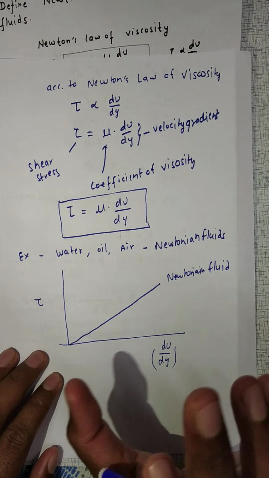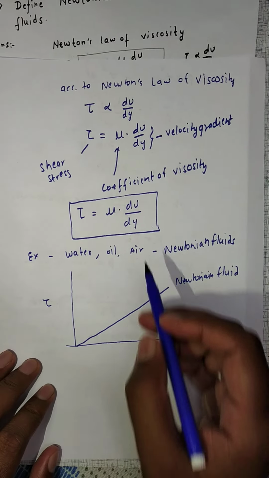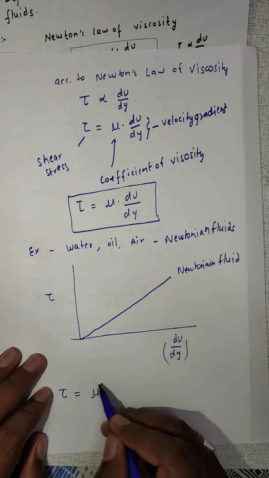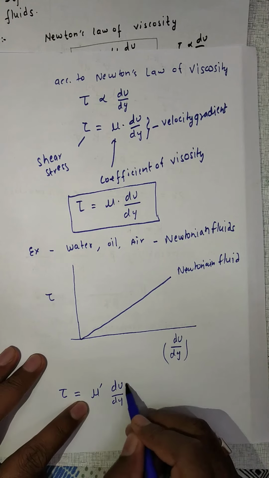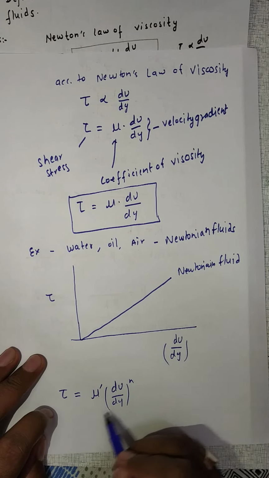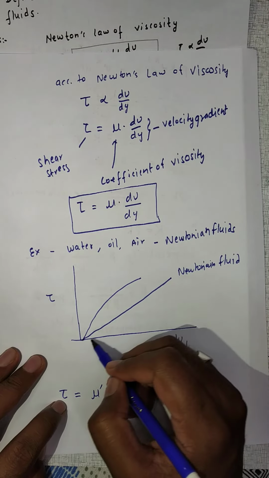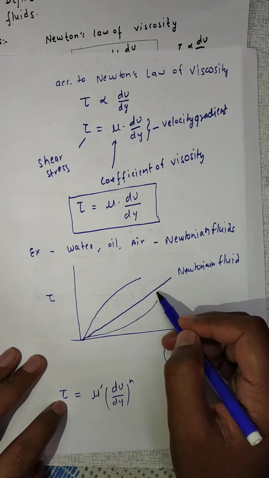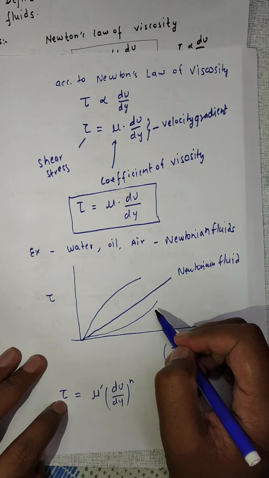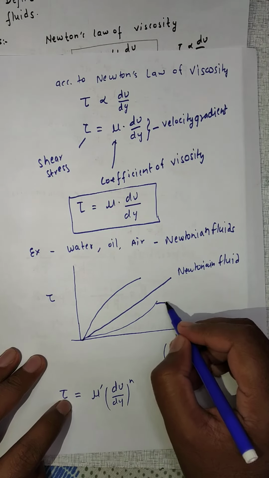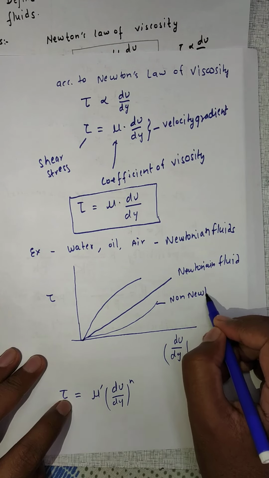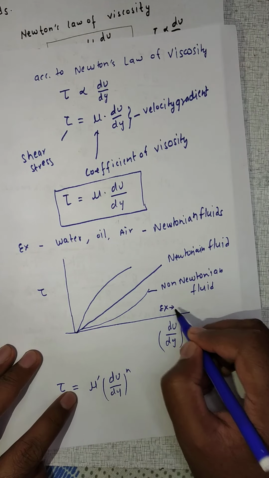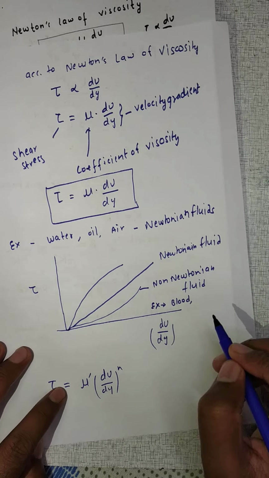And the fluid which does not follow this relation, for non-Newtonian fluids, tau equals mu dash, some different viscosity, into du by dy to the power n, so it follows some different relation and the curve will come like this. If the fluid follows this curve or any other curve different from the straight line, the fluid is known as a non-Newtonian fluid. Okay friends, for example blood, paint.